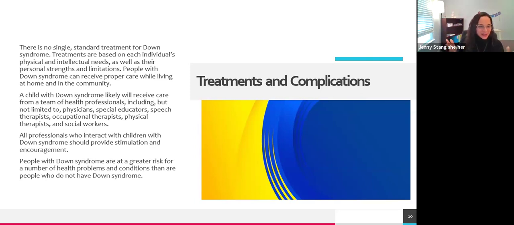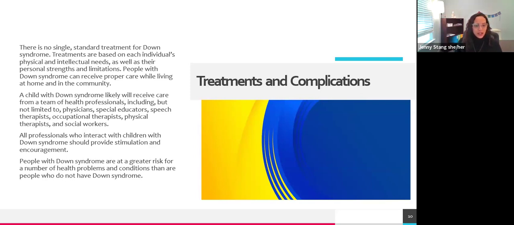There's no shot for Down syndrome. The treatments are often going to be about co-occurring issues with Down syndrome, so heart defects, things like that. And we'll go over those here in a minute. So a child with Down syndrome likely will receive care from a team of health professionals. That could include, but is not limited to, physicians, special educators, speech therapists, occupational therapists, physical therapists, and social workers. All professionals who interact with children with Down syndrome should provide stimulation and encouragement.